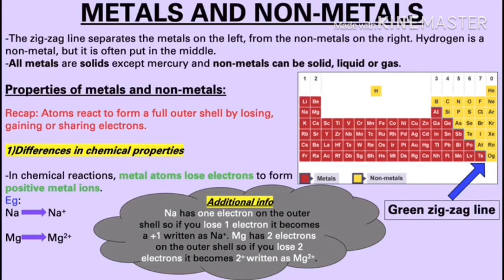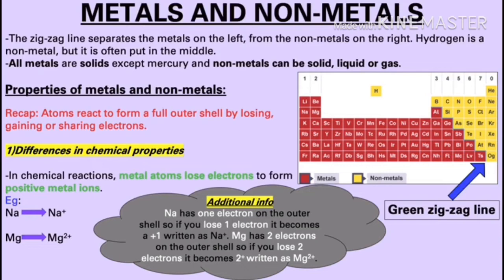Now let's look at the properties of metals and nonmetals. Remember, atoms react to form a full outer shell by losing, gaining, or sharing electrons. The first property is chemical properties. In chemical reactions, metal atoms lose electrons to form positive ions. Example, a sodium atom only has one electron on its outer shell, so it loses that one electron to form a sodium ion, which is represented as Na+.